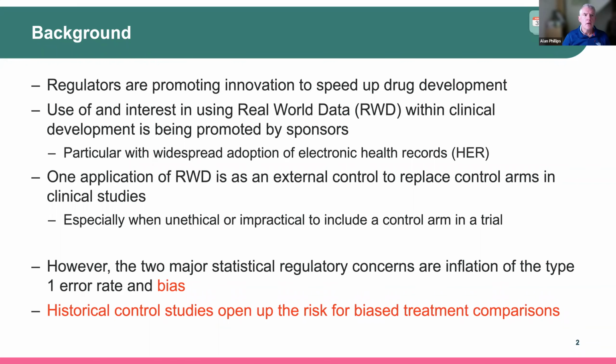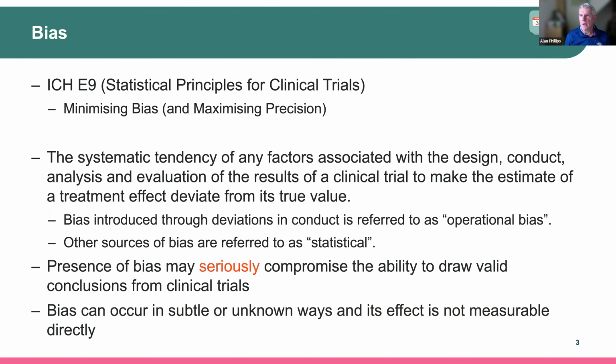Okay. What do I mean by bias? Well, the simplest way and the best definition is probably given in ICH E9, Statistical Principles for Clinical Trials. The principles are really about two things: one, minimizing bias, and the other is maximizing precision. But the definition that they give of bias is the systematic tendency of any factors associated with the design, conduct, analysis and evaluation of the results of a clinical trial to make the estimate of a treatment effect deviate from its true value.